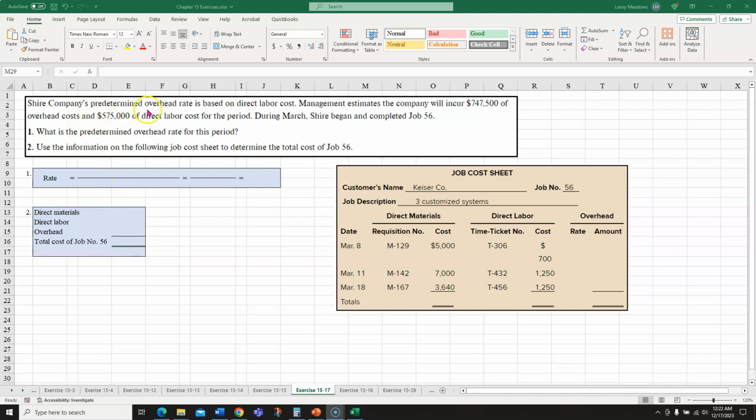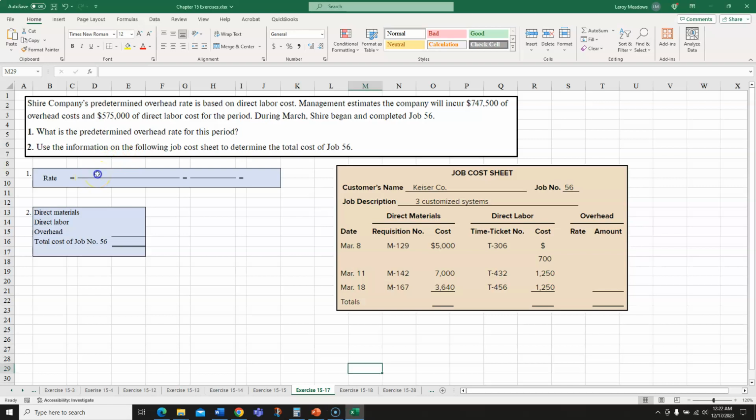Shire Company's predetermined overhead rate is based on direct labor. Management estimates that the company will incur $747,500 of overhead costs and $575,000 of direct labor costs for the period. During March, Shire began and completed Job 56. We're asked two things. One, what is the predetermined overhead rate for the period? And two, use the information on the following job sheet to determine the total cost of Job 56.